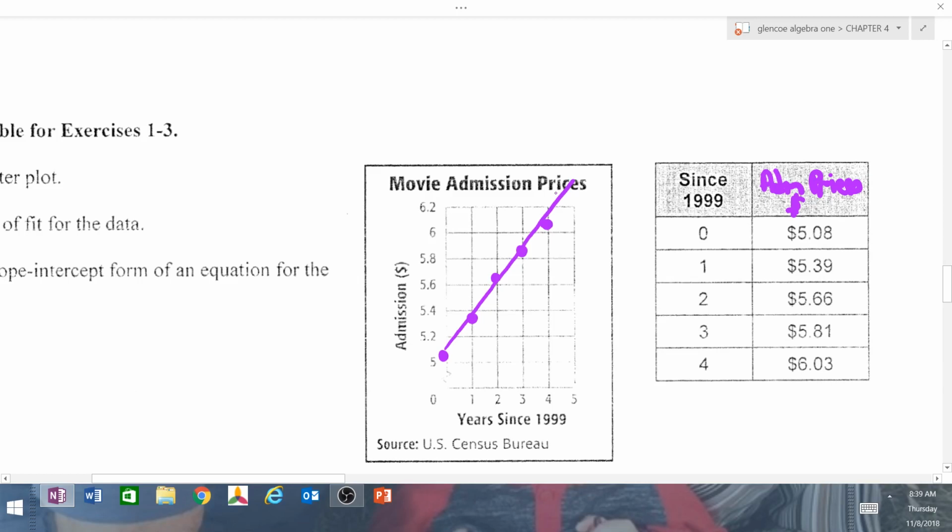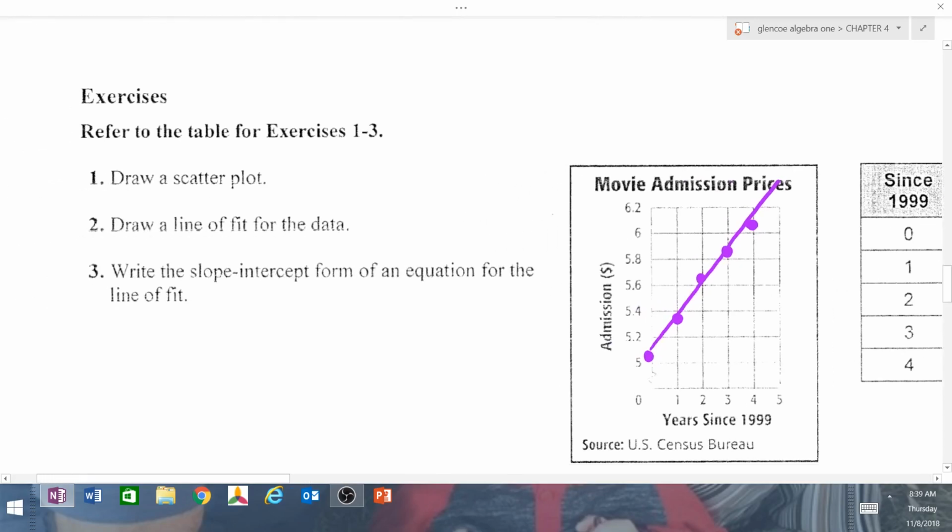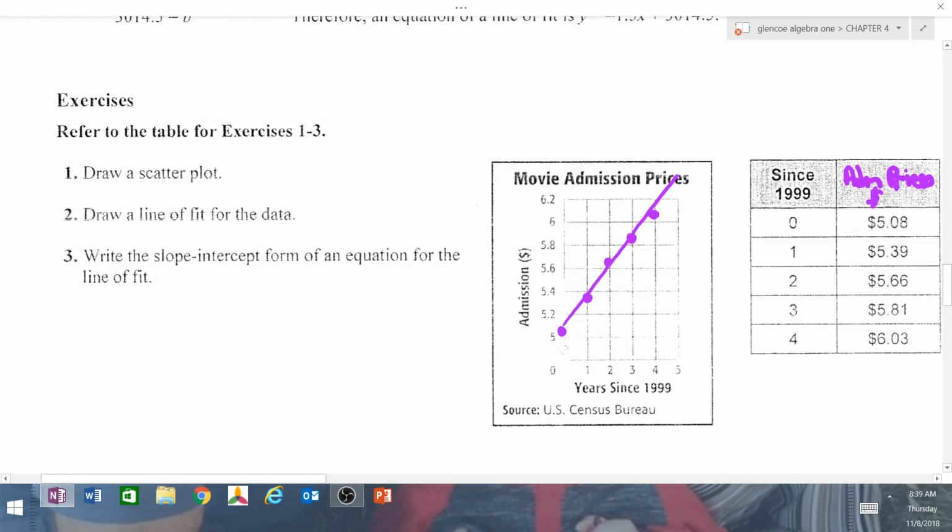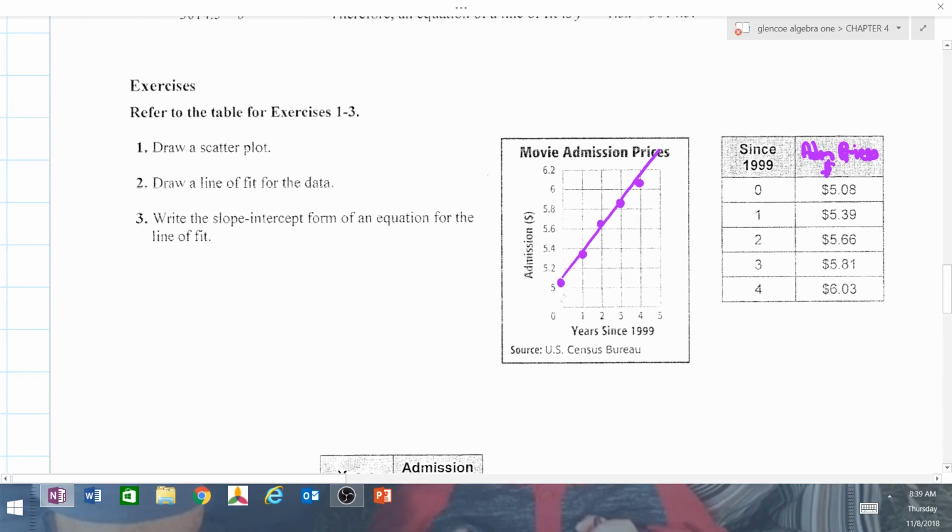Now remember, when you draw your line of fit, your line is not going to hit every single data point, okay? And again, we want to use rulers for this. Write the slope-intercept form of an equation for the line of fit. So let's give you the two points to use. I'll be specific for the homework tonight too.